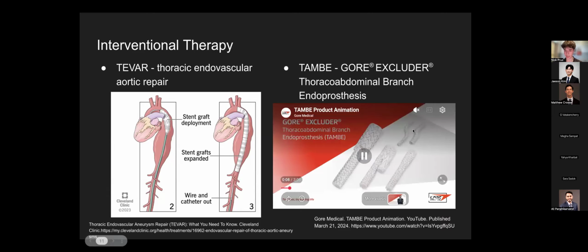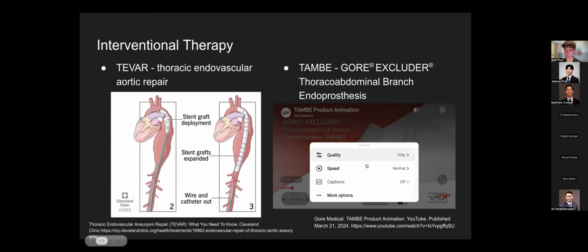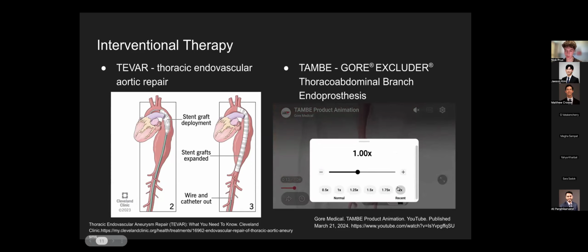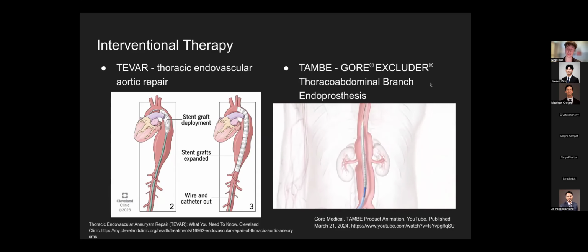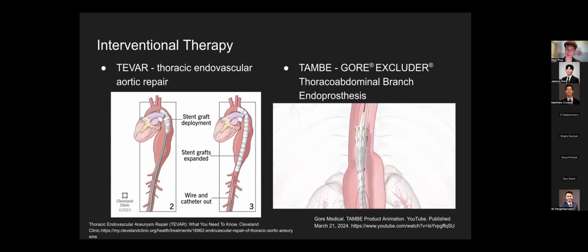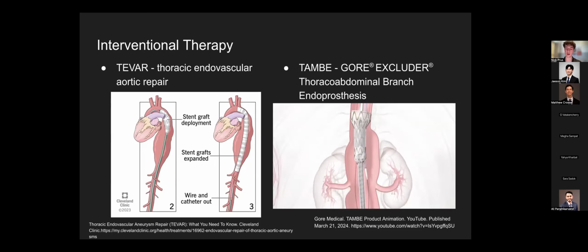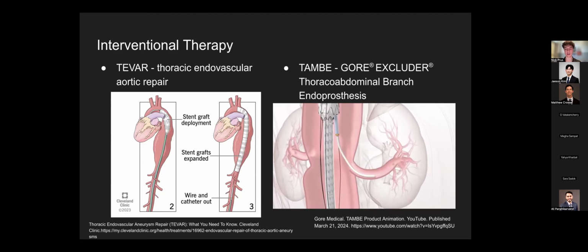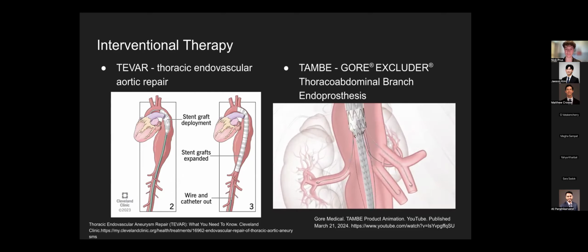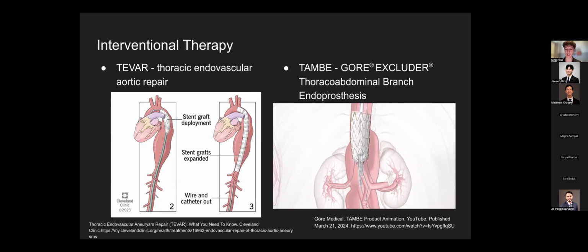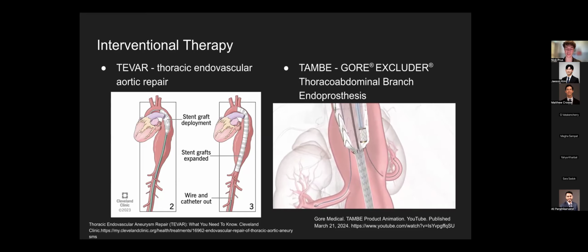I'll play a really quick clip from Gore's YouTube page, and I'll speed it up. The main thing that I wanted to highlight is how complex this graft is. There are so many different branches, and it's important that it's as flush as possible with the arteries and all the branches so it's able to prevent blood flowing back into the sac. If that happens, that's an endoleak, and I'll talk about endoleaks later on. But I think it's so fascinating that we can do all of this endovascularly.